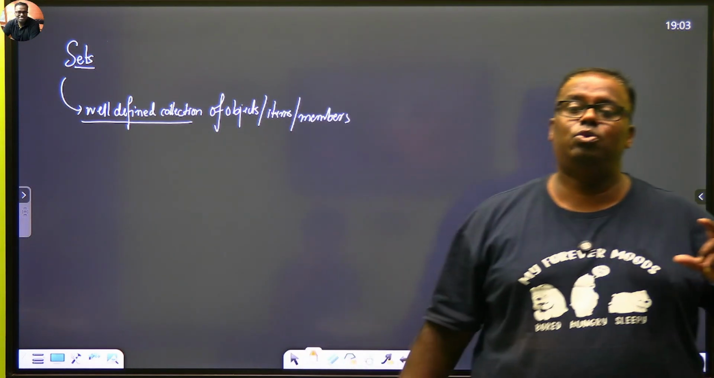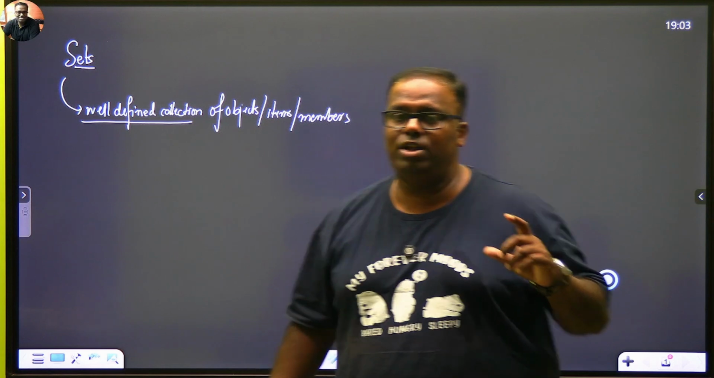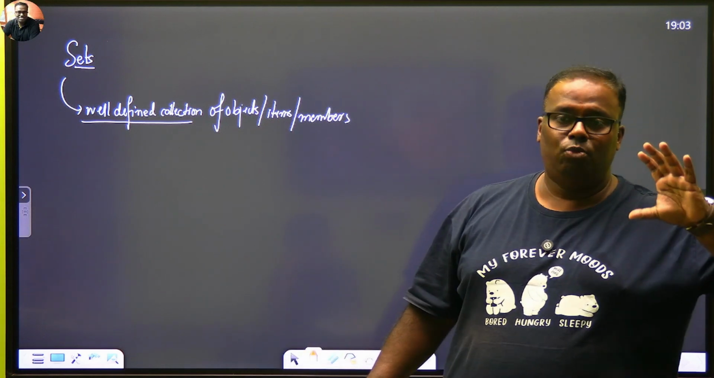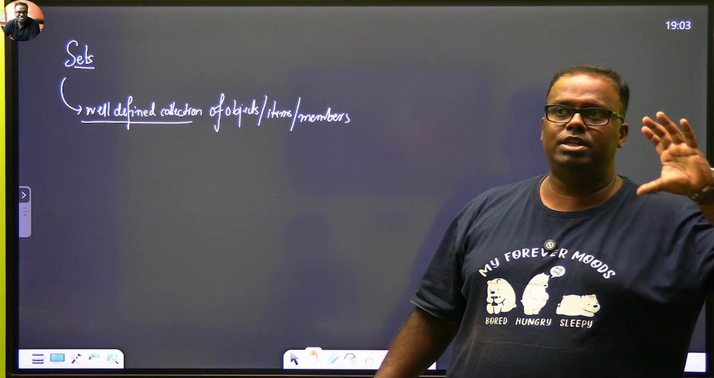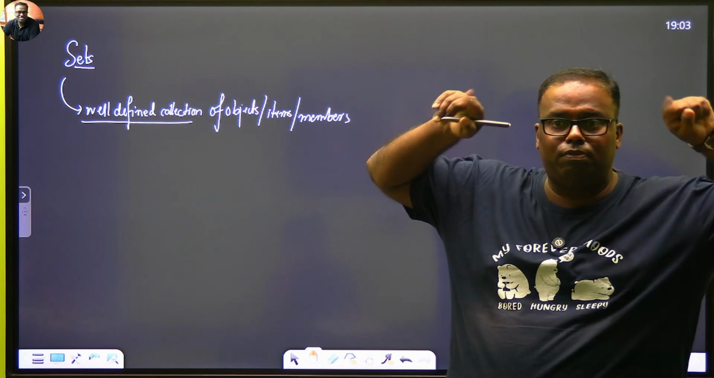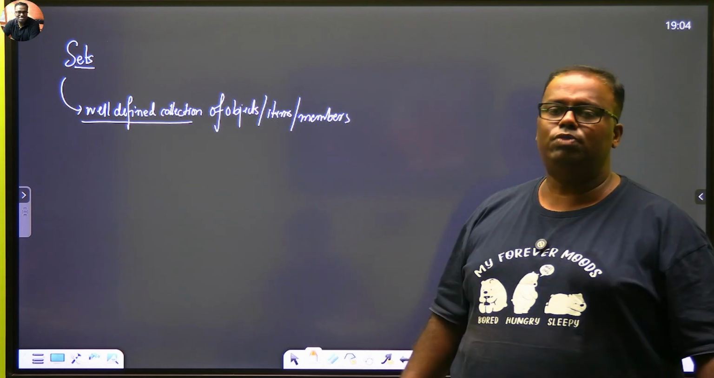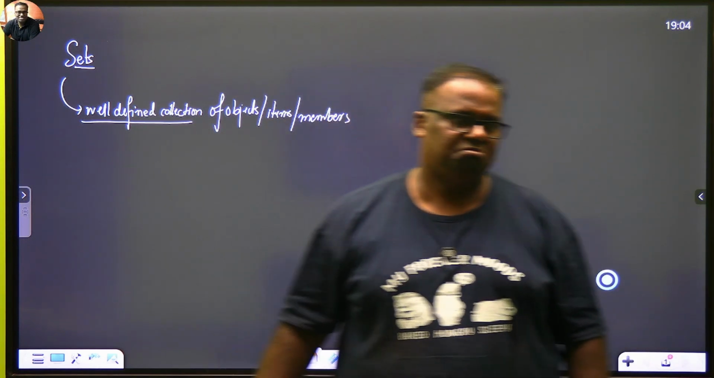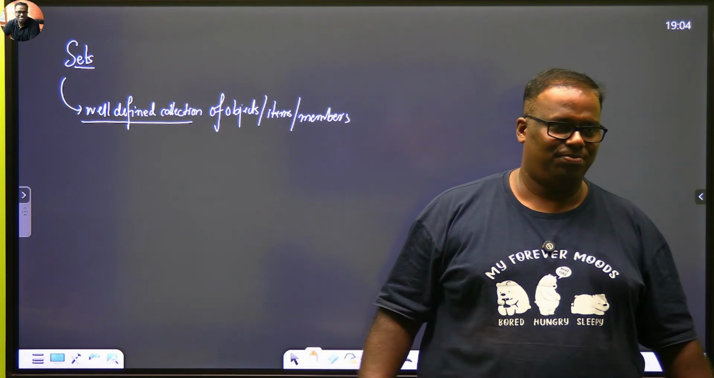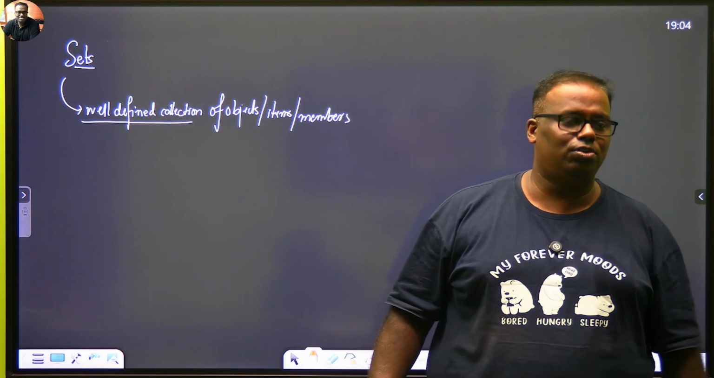Set जब भी हम बोलेंगे, it should be well defined. Well defined means it should be tangible. Whatever you define as a set, you should be able to define it in such a manner that I can quantify that set. Set of tasty food served by the restaurant today. How do you know what is tasty? You are finding it tasty, somebody might not find it tasty.